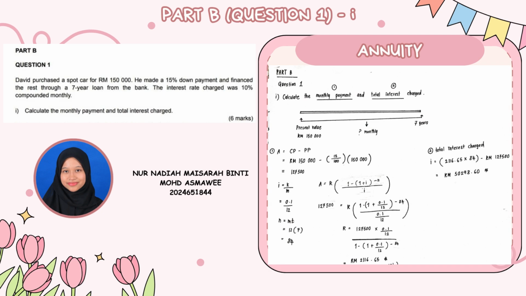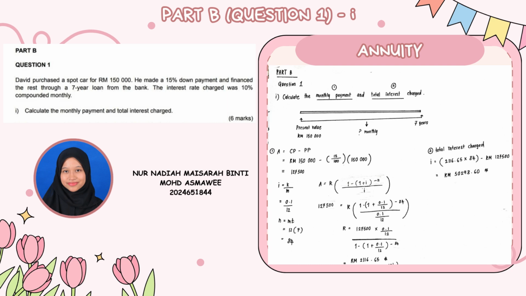Part B, question 1. David purchased a sport car for RM150,000. He made a 15% down payment and financed the rest through a 7-year loan from the bank. The interest rate charged was 10% compounded monthly. First question, calculate the monthly payment and total interest charged. This question is an annuity for present value because it mentioned loan. A is the balance after the sport car price minus the down payment. So we got 127,500.